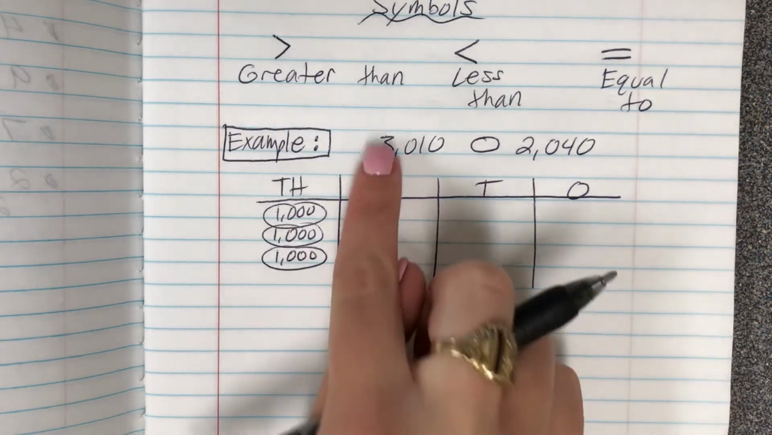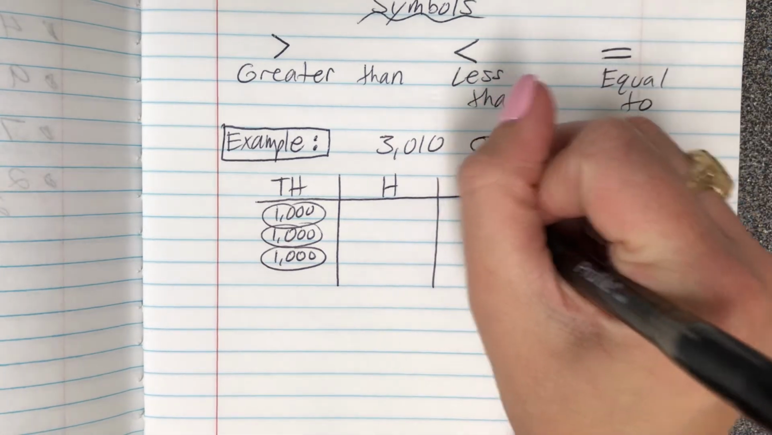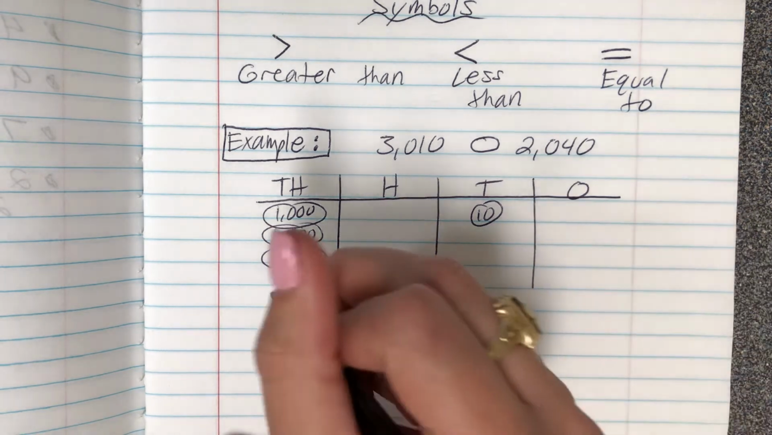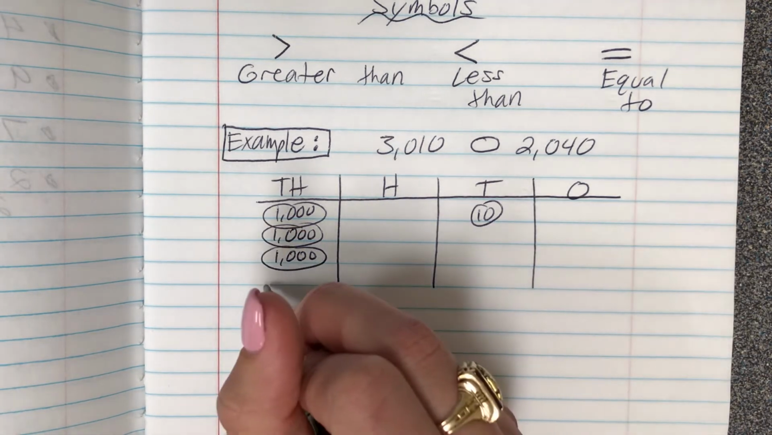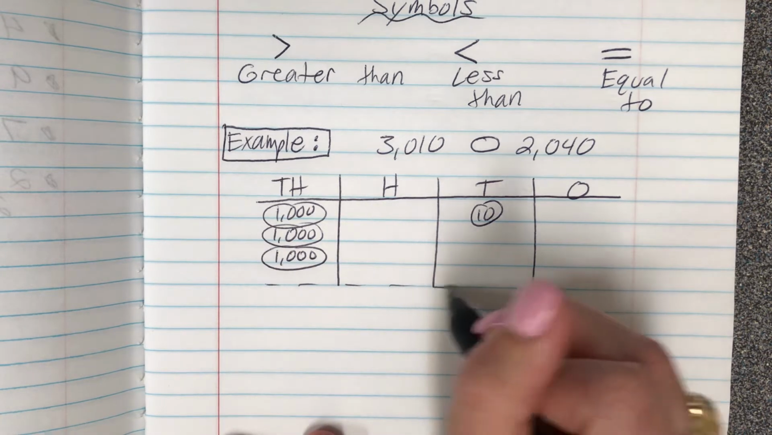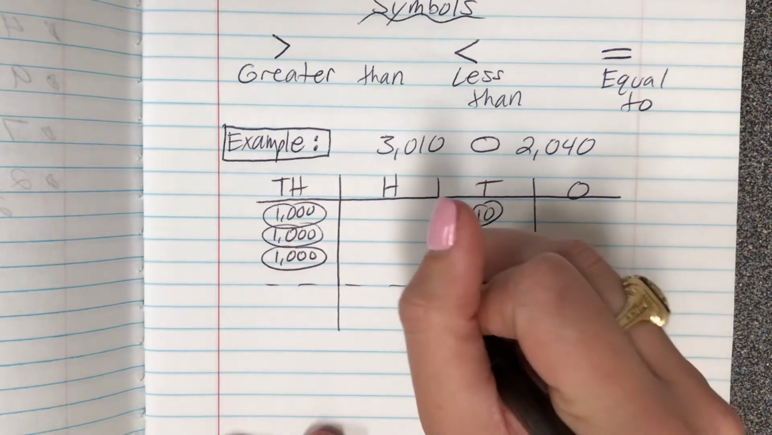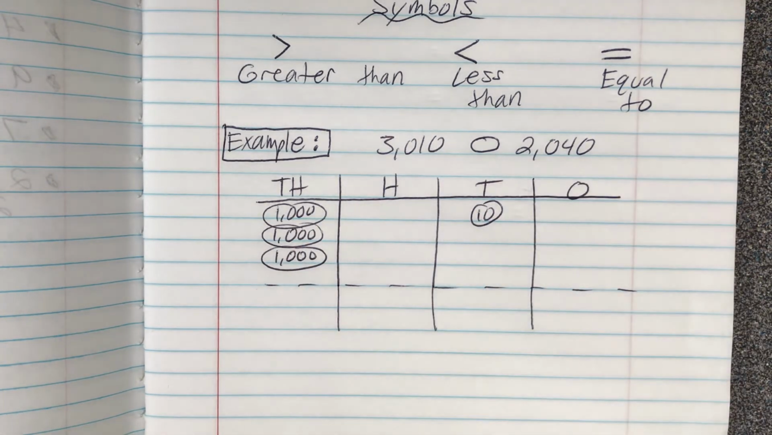So now we have 3 1,000s, and then to represent our 110, we're going to come over here and draw 110. Now what we're going to do, boys and girls, to separate this a little bit, I'm not going to draw a straight line across because I don't want to completely separate this place value chart. So what I'm going to do is just draw dashed lines going across. Bring these down just a little bit more, and so now we can represent our 2,040.